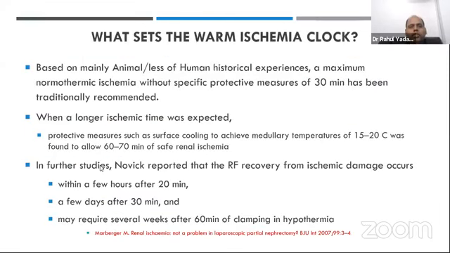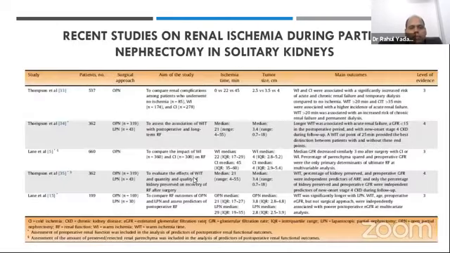So basically what sets the warm ischemia clock? Based mainly on animals and less on human historical experience, a maximum normothermic ischemia of 30 minutes has traditionally been recommended. This is level 3-4 evidence basically. Whenever a long ischemia time is expected, surface cooling, medullary cooling to 15 to 20 degrees may allow you to work for 60 to 70 minutes more.